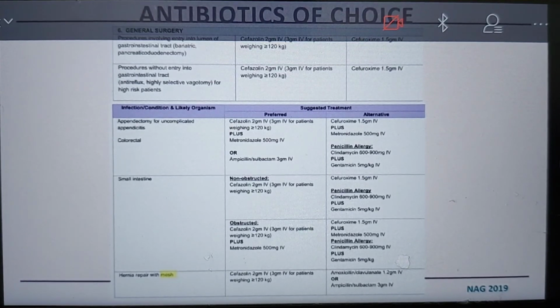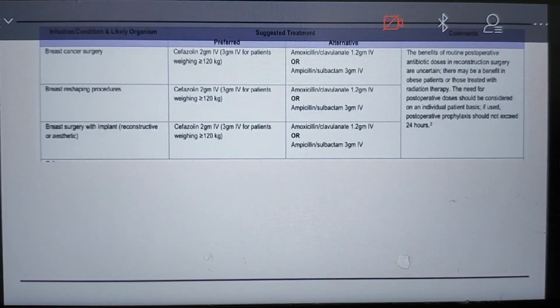If the surgery involves the small intestine, if it is a non-obstructed case, we can give cefazolin. If obstructed case in small intestine, we need to add flagyl. Then for hernia repair we also use cefazolin. Okay, this is the preferred antibiotic prophylaxis. And for another general surgery, all the breast surgery, the same, we use cefazolin. You can read the alternatives here. You have Augmentin and Unasyn.